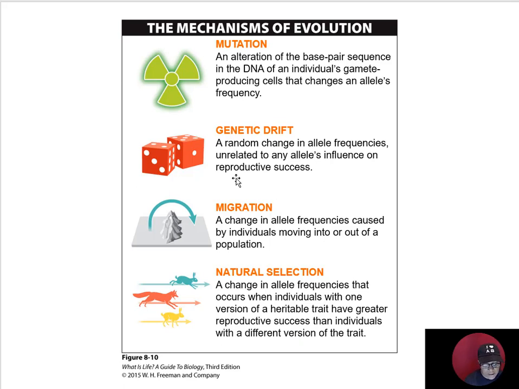So what else can cause evolution? Migration: a change in allele frequency caused by individuals moving into or out of a population. And of course, natural selection: this is a change in allele frequency that occurs when individuals with one version of a heritable trait have a greater reproductive success than individuals with a different version of the trait. And we're going to look closer at what that means.